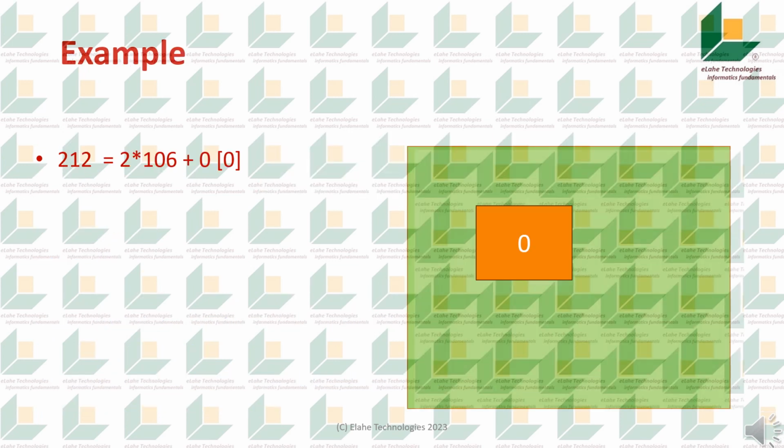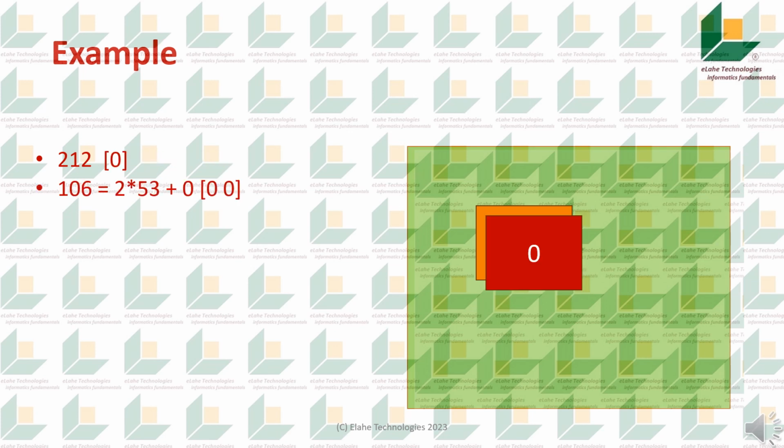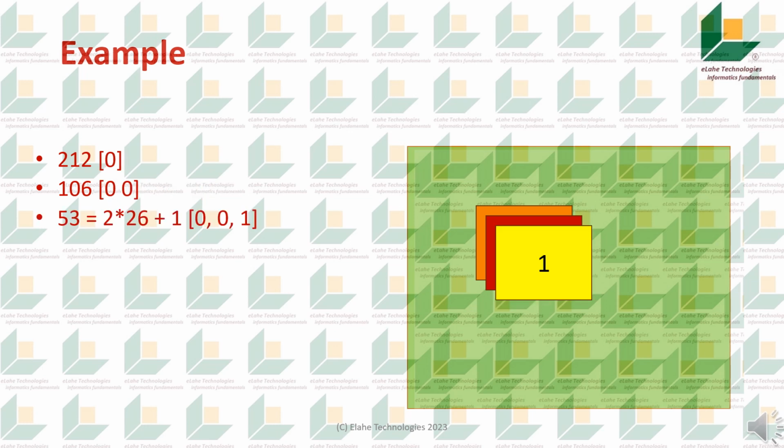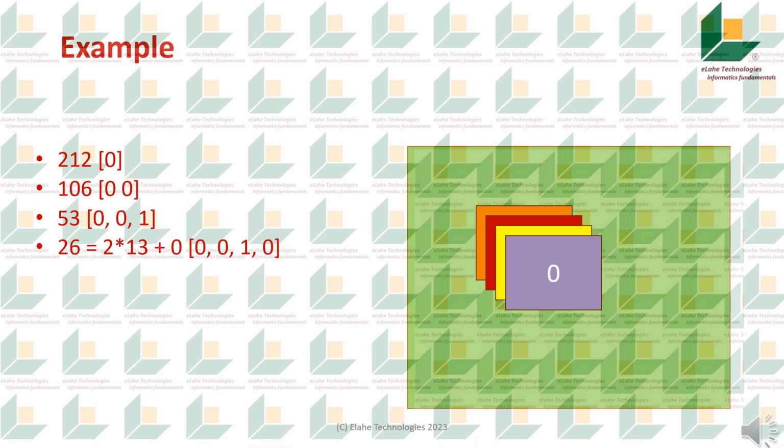212 equals 2 times 106 plus 0. We push 0 onto the stack. 106 is equal to 2 times 53 plus 0. We push 0 onto the stack. 53 is equal to 2 times 26 plus 1. We push 1 onto the stack. 26 is equal to 2 times 13 plus 0. We push 0 onto the stack.